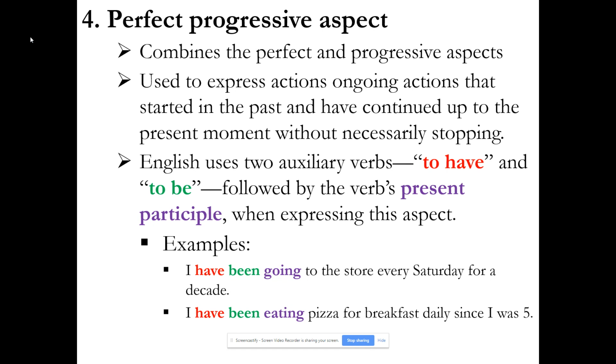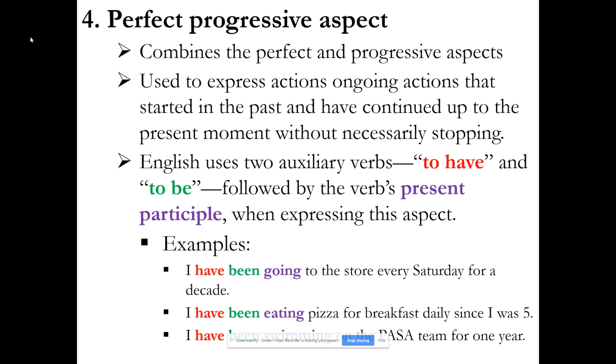Right, this is again perfect progressive. We have the eating of pizza that has been happening for a long time, right, since the speaker was 5, and it has continued all the way up until the present moment. I think implied here, you could maybe assume that this tradition has continued and is continuing right now. But we don't know for sure.